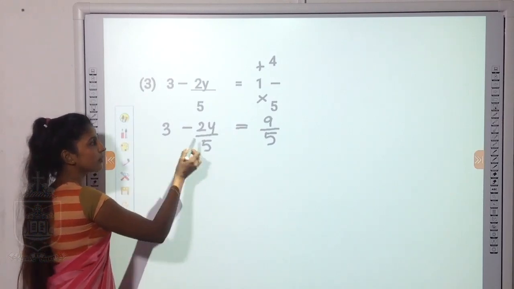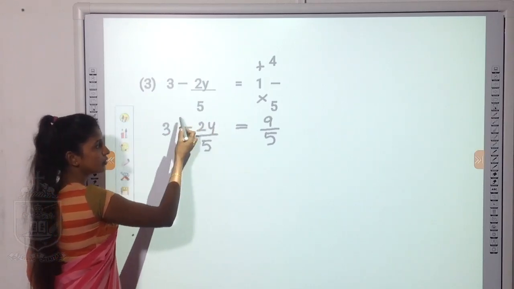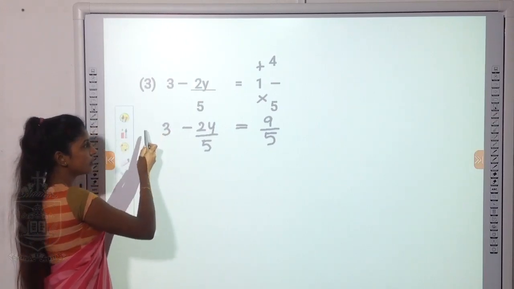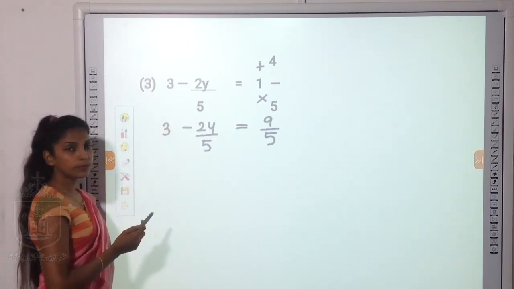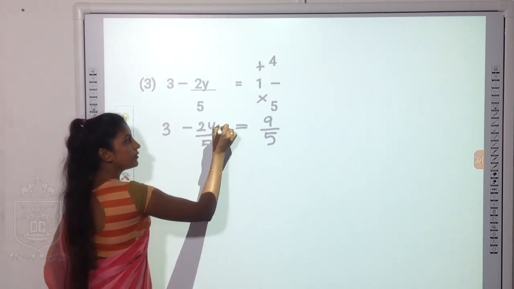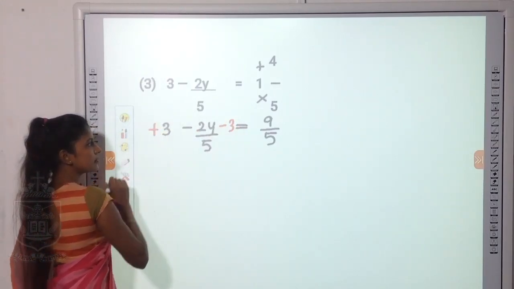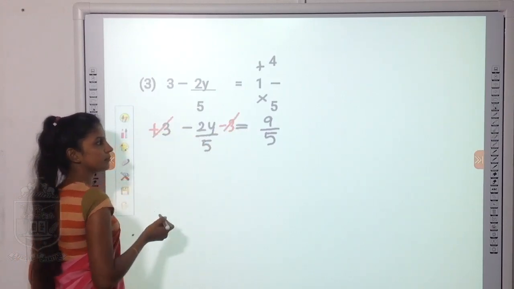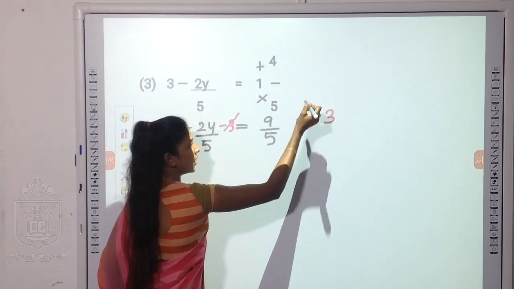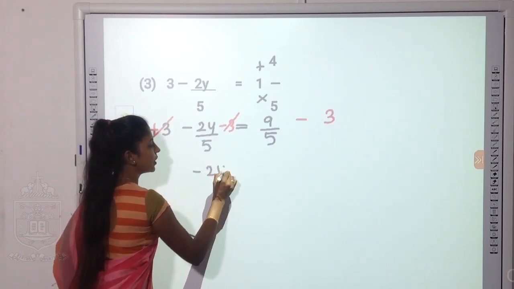So what are the two terms? 3 is plus 3. Okay children, minus is not connected with 3, so that minus belongs to this term, 2y over 5. So you have to cancel this 3 from that side. In order to cancel 3, since it is plus, you have to subtract 3 from the expression on the left hand side. Then only 3 will cancel. And from this side also you have to subtract 3. And what is remaining on the left hand side? Minus 2y over 5.